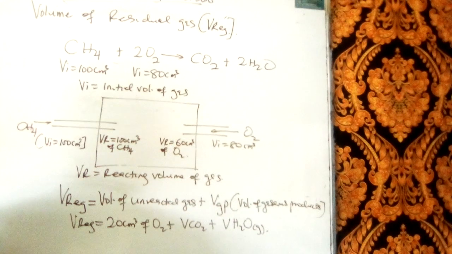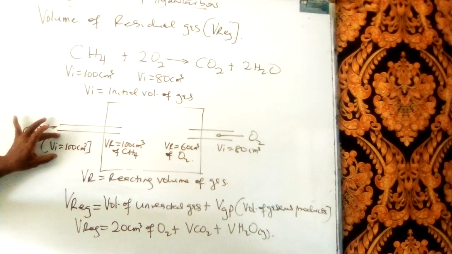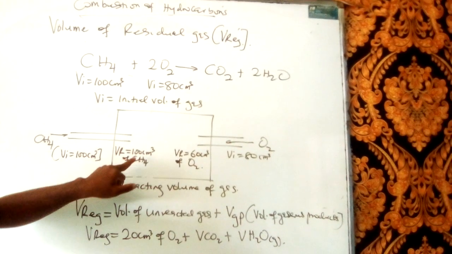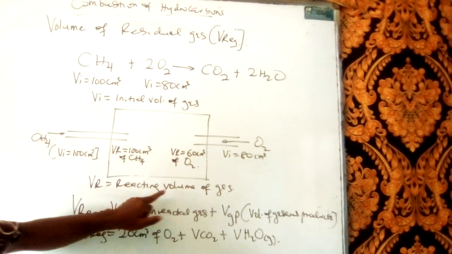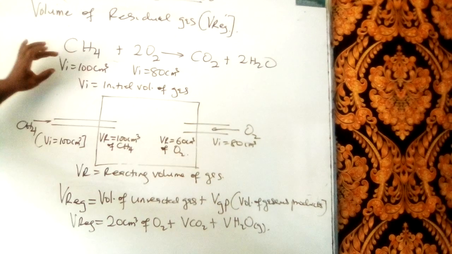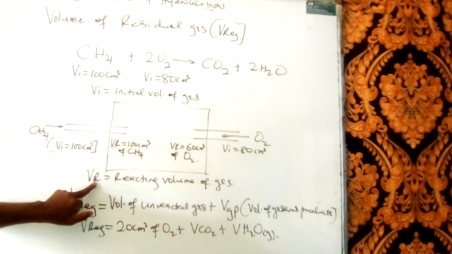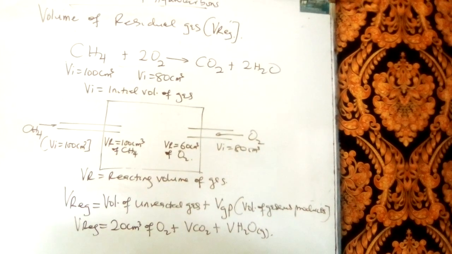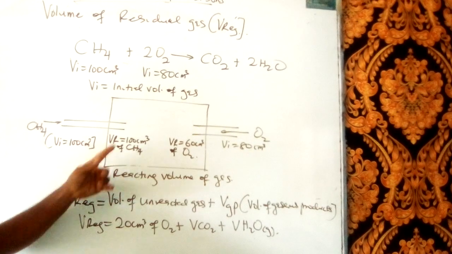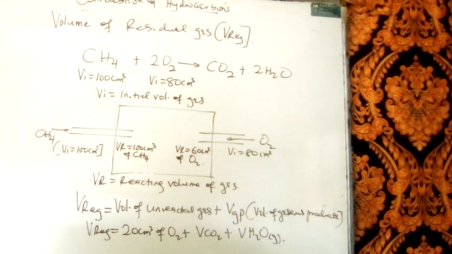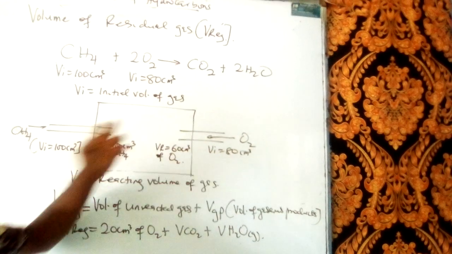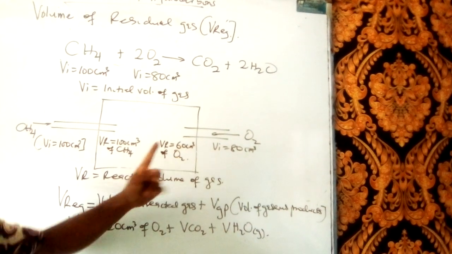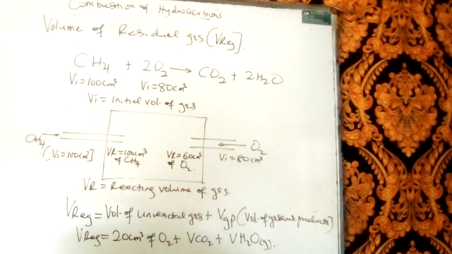During the reaction, out of the 100 cm³ of methane introduced, 100 cm³ of methane reacted, because VR means reacting volume of gas. VI is the volume introduced, VR is the volume that is reacting. So we introduced 100 of methane and 100 of methane also reacted. Methane was exhausted. Then we introduced 80 of oxygen to react with methane, and out of the 80, 60 was used.